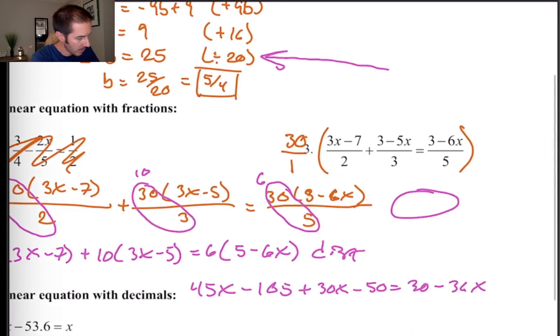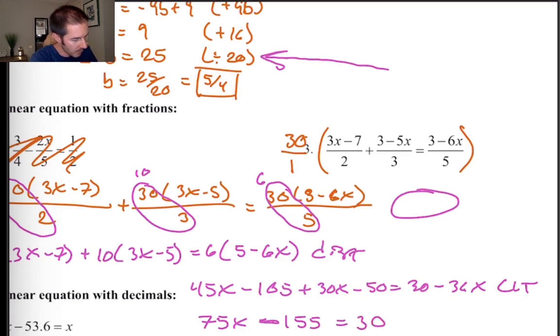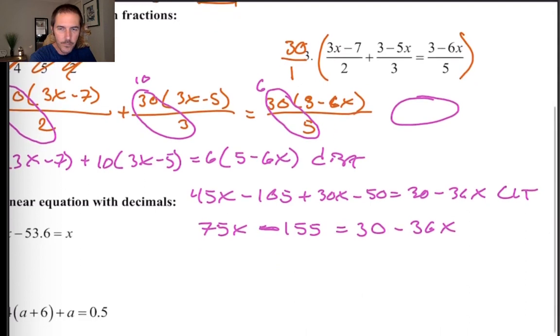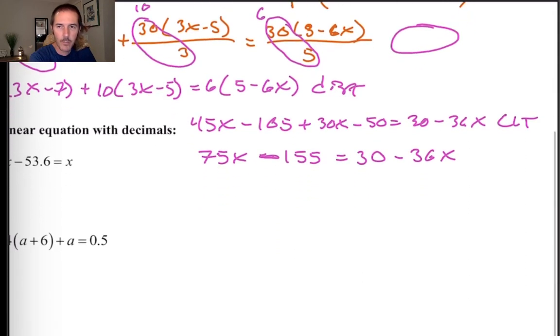Let's combine like terms. On the left-hand side, I've got 45x's and 30x's for a total of 75x's. I've got a negative 105 and a negative 50, which makes minus 155. And on the right-hand side, we're not going to change anything over there. There are no terms to combine, so the 30 minus 36x. I almost went right off the screen.